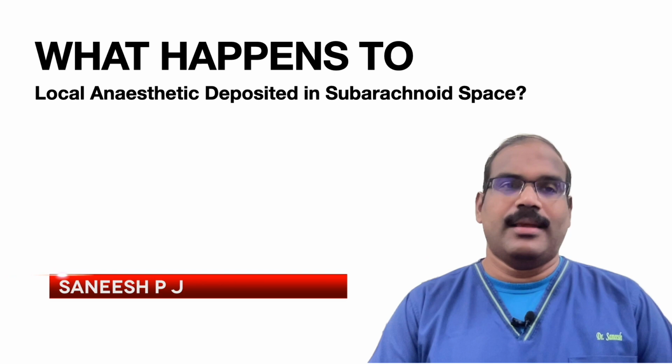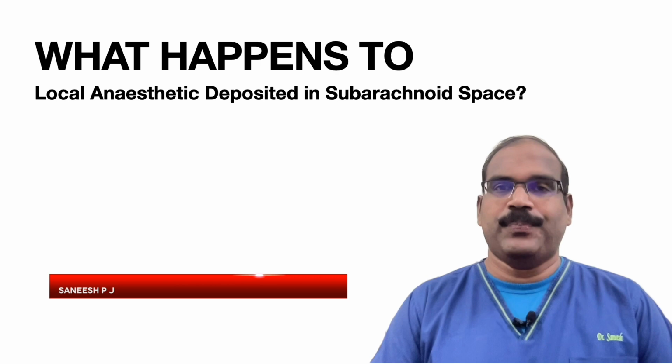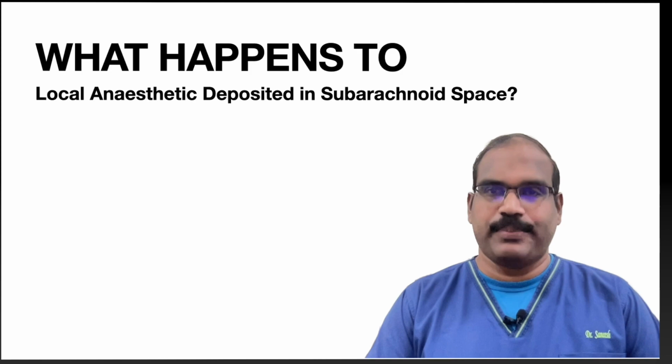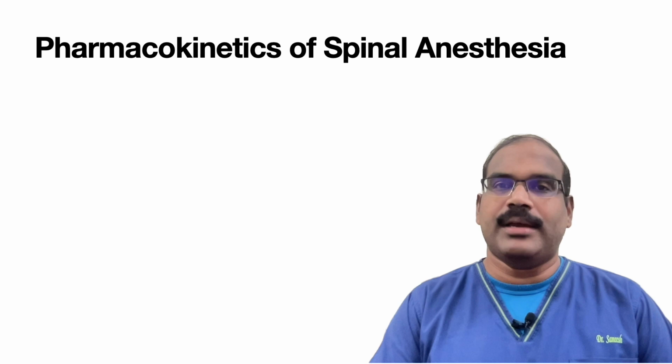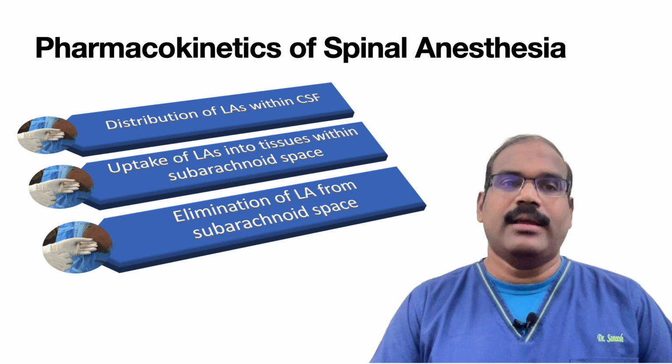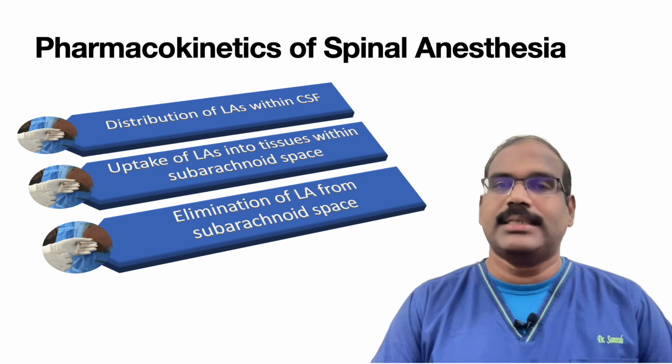I am Dr. Sanish, welcoming you to this Anesthesia Tools video on what happens to the local anesthetic deposited in the subarachnoid space. The pharmacokinetics of spinal anesthesia involves three phenomena: distribution of local anesthetics within the cerebrospinal fluid, uptake of local anesthetics into tissues within the subarachnoid space, and elimination of local anesthetics from the subarachnoid space.